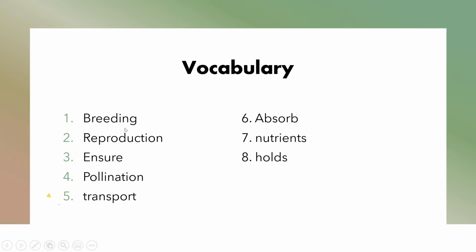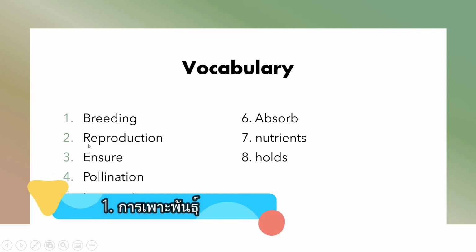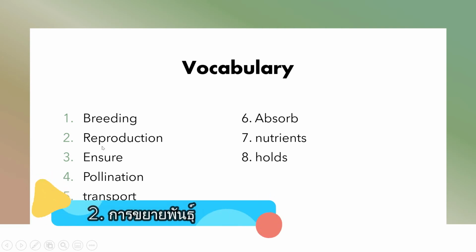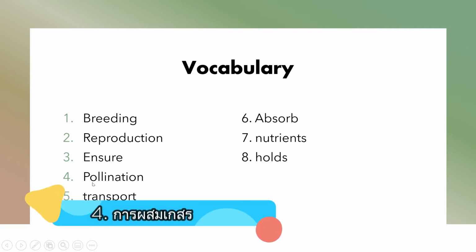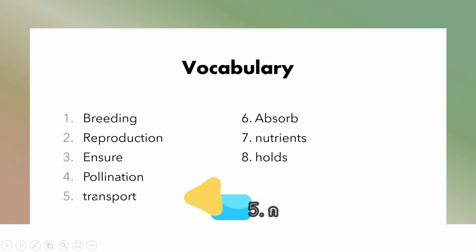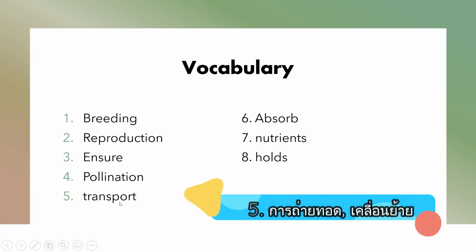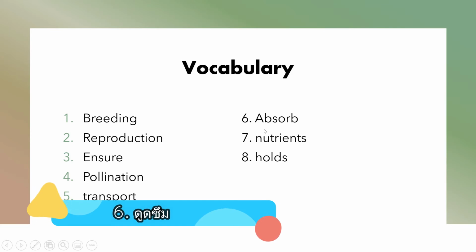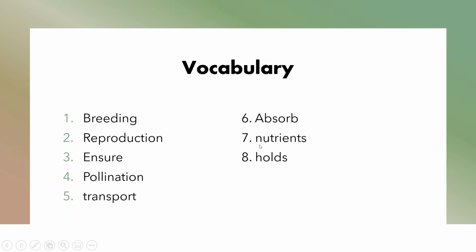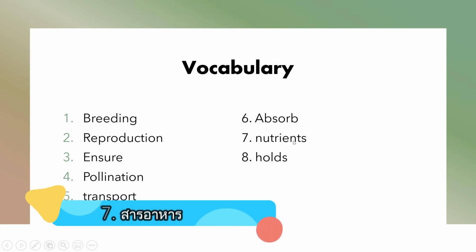Number 1, breeding. 2, reproduction. 3, ensure. 4, pollination. 5, transport. 6, absorb. 7, nutrients. 8, holds.